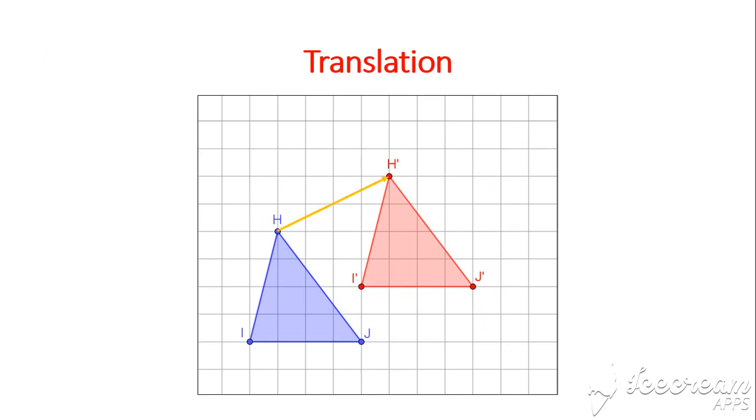And notice that H has moved according to this vector, and I think if I count correctly, it's 4 squares across and 2 up. And once H has moved to the new position, the new point is called H dash. I moves exactly the same vector, which is 4 across and 2 up, and I becomes I dash. And J moves exactly the same vector across 4, 2 up, and J becomes J dash. So every vertex or every part of that shape moves by the same vector when we translate.